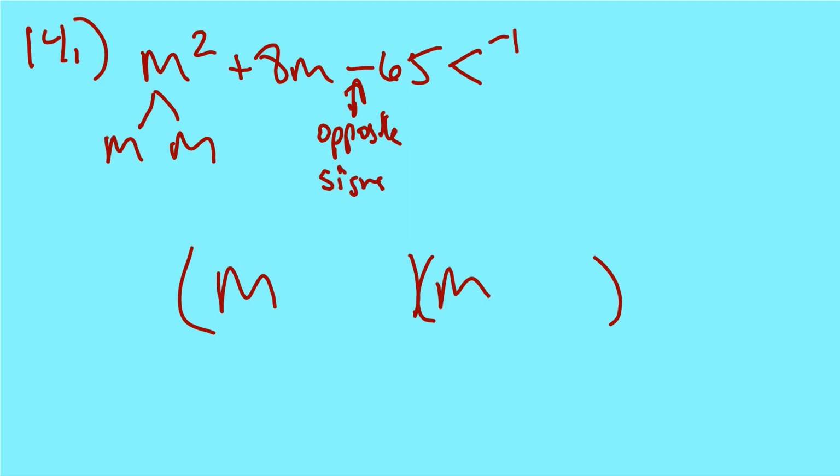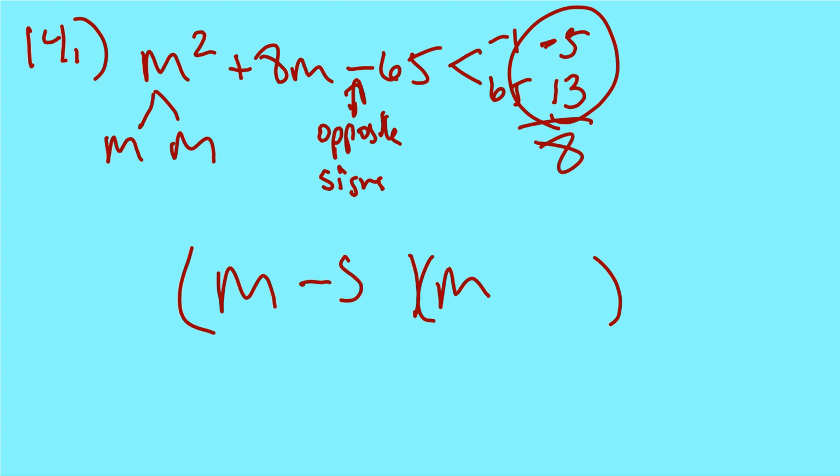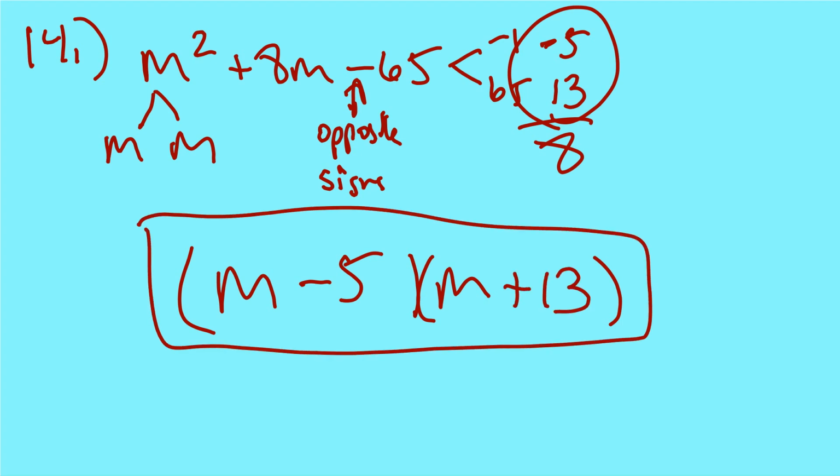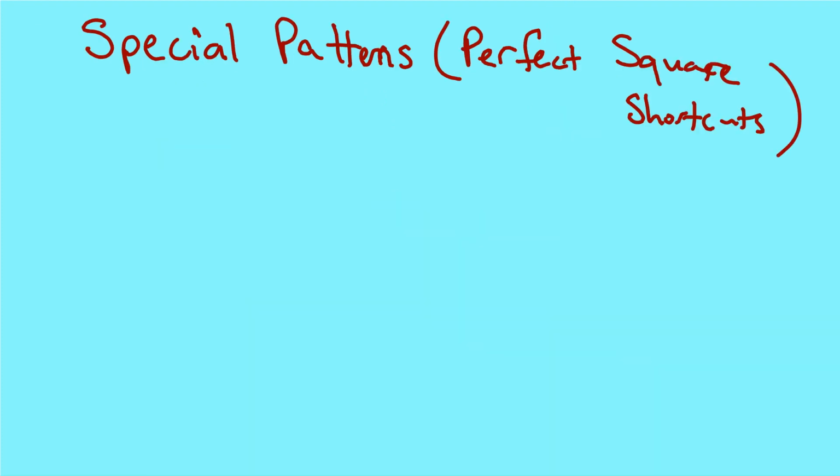So I'm going to have negative 1 and 65. 2 doesn't work, 3 doesn't work, 4 doesn't work. I get negative 5 and 13. Negative 5 and 13 adds up to be 8. So I'm good to go. So I write minus 5, plus 13. Done. And that's it for 14.